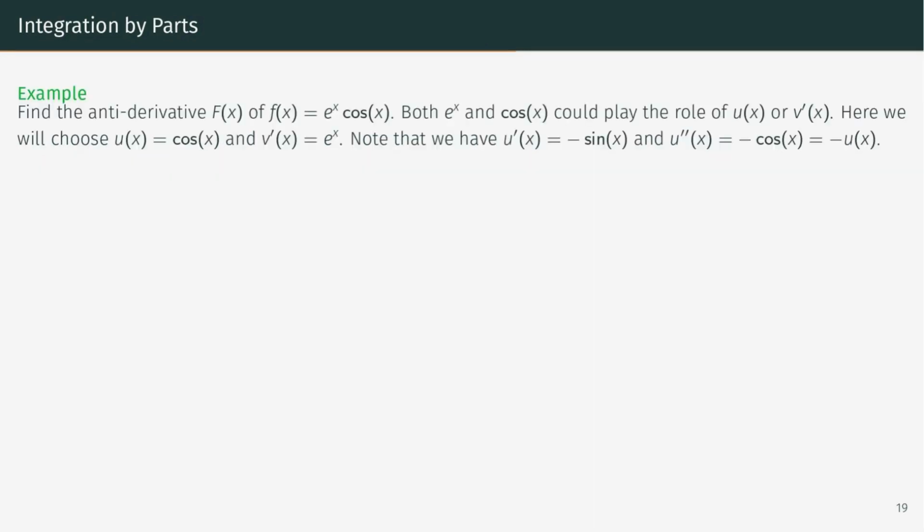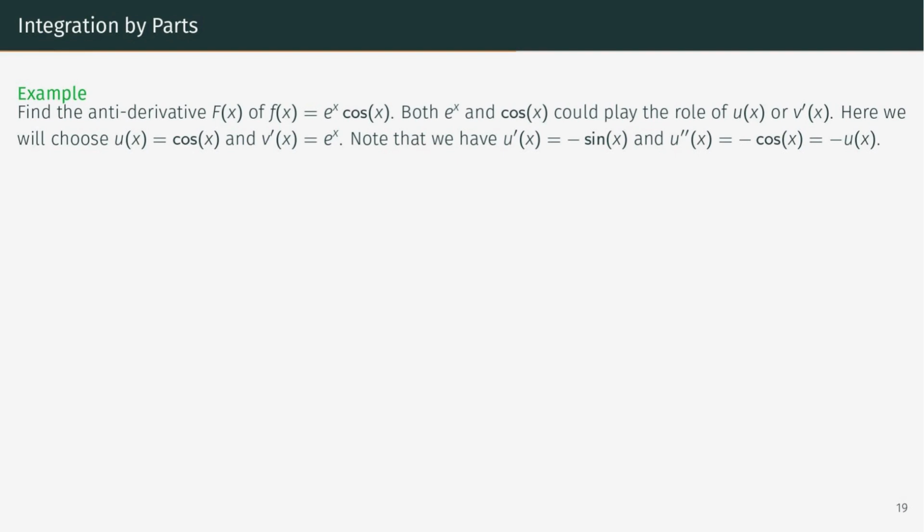For another example of integration by parts, let us try to find the antiderivative f of x equals e to the x cosine of x. Both e to the x and the cosine of x could play the role of u of x or v prime of x, but we will choose u of x equals the cosine of x and v prime of x equals e to the x.